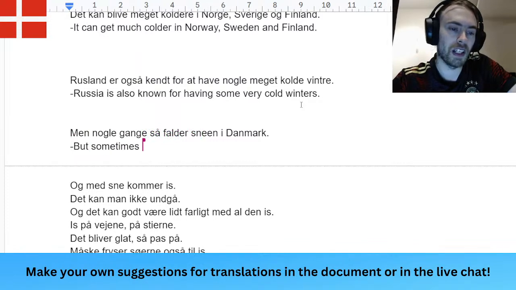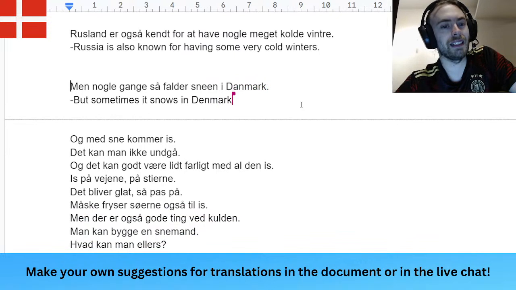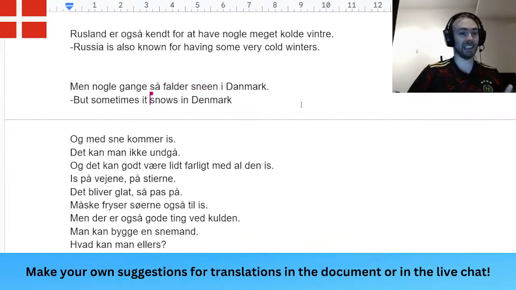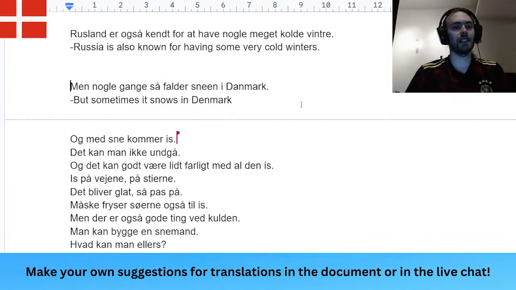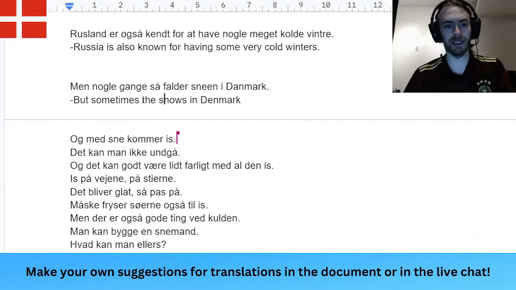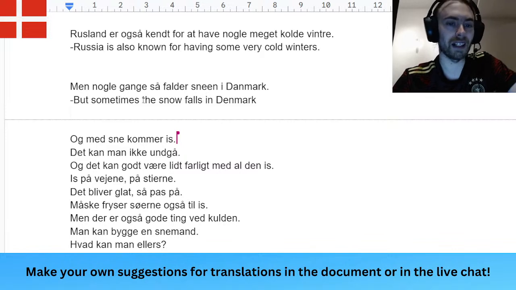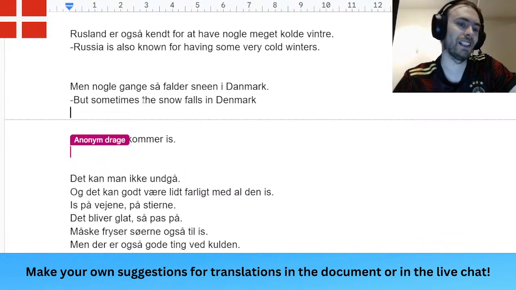Men nogle gange, ja, nogle gange så falder sneen i Danmark. It's not just that it snows, it's what is falde. If you want to be exact, så falder sneen. Sometimes the snow falls or is falling. Sometimes it's a little more poetic. The snow falls in Denmark. Right? Nogle gange så falder sneen i Danmark. Sometimes the snow falls in Denmark.